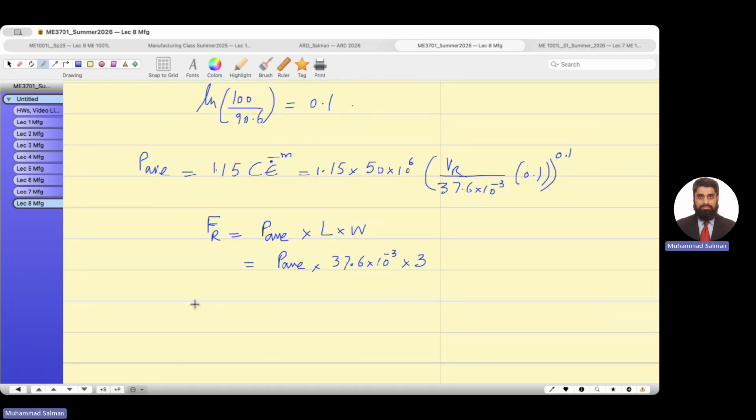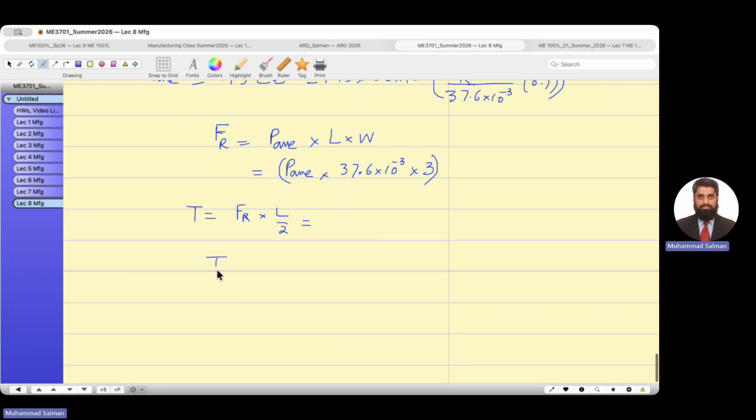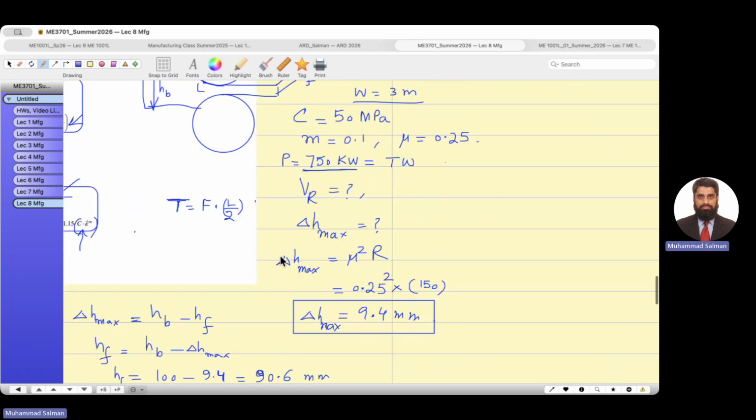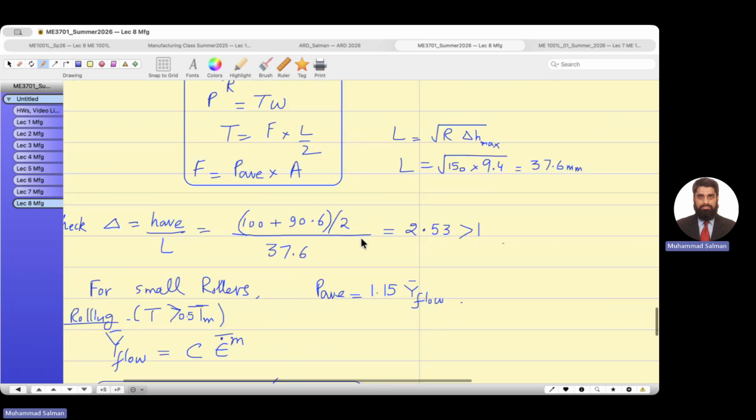And then once you know the force, you know the torque equals force times L by 2. You can use this formula. Let's grab this and times L by 2. P average. So I'm going to share with you this answer. So after you do this, then torque times omega equals the power. And the power is given. How much is the power of the roller? Each roller has 750 kilowatts.